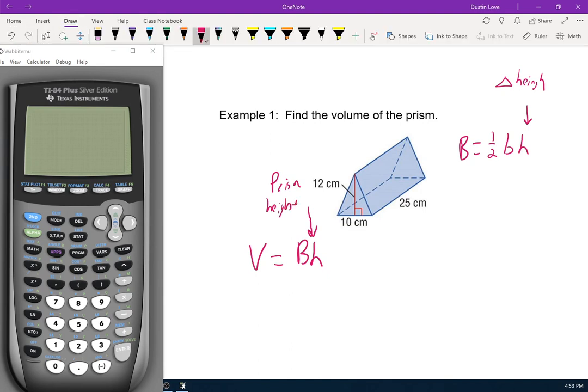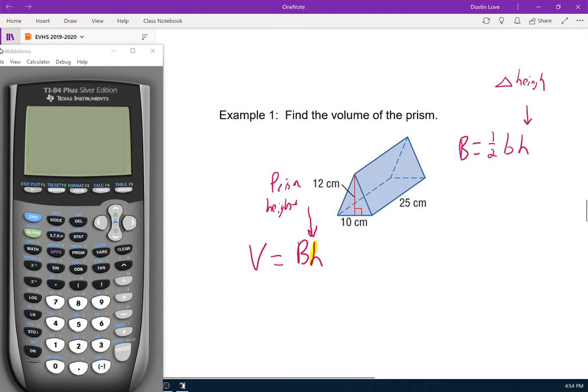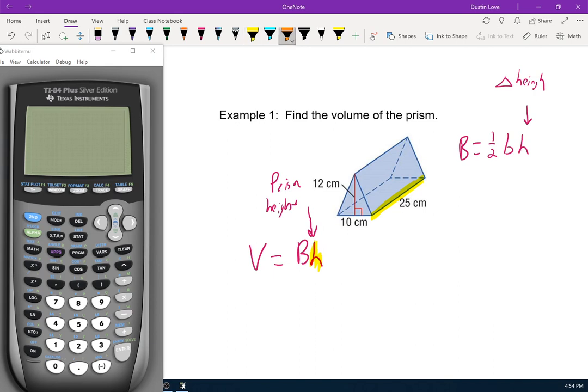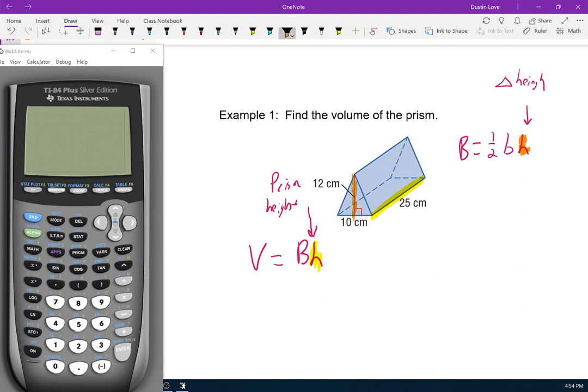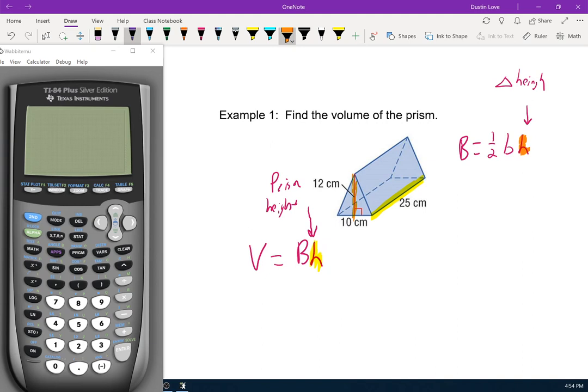So, excuse me, I'm going to highlight this H in yellow. The height of the prism is the distance between the two bases, which is here, this 25. Over here in orange, height of the triangle is this guy, the 12. So we got to keep them correct in context. This is one of those places where we have the same variable meaning different things in the same problem. We just got to be careful with it.